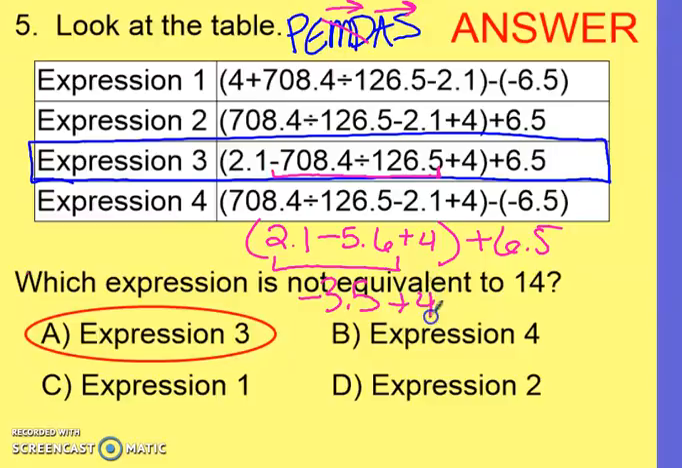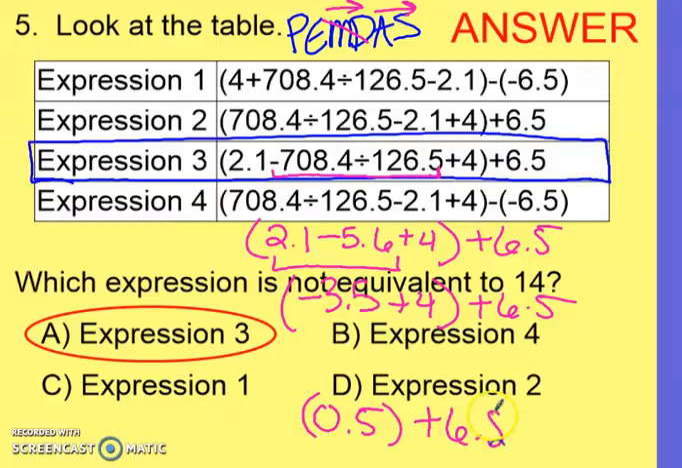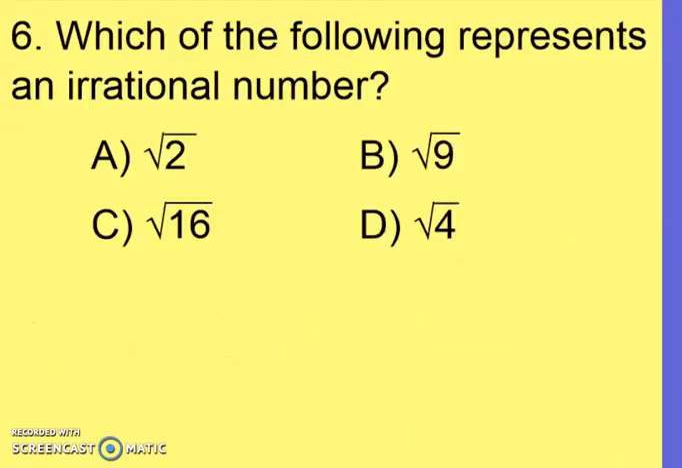Drop down your plus 4. Remember, you've got to bring down those parentheses, and then plus 6.5. All right, so I'm still working within my parentheses. So negative 3.5 plus 4 gives me 0.5. You can bring down the parentheses if you want to. They definitely won't hurt anything. And then I have that plus 6.5. Add those together, and you get 7, which is not 14. Next one.